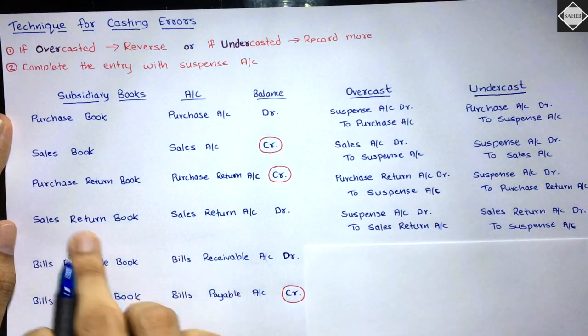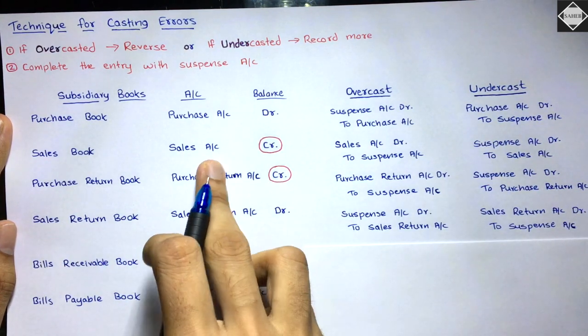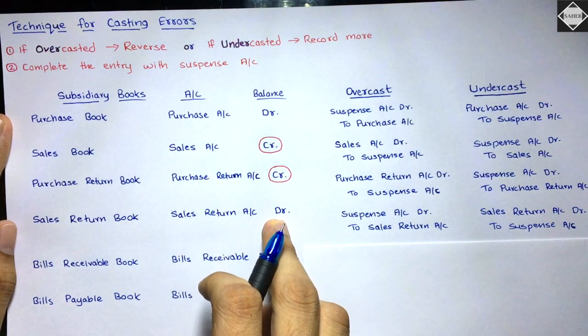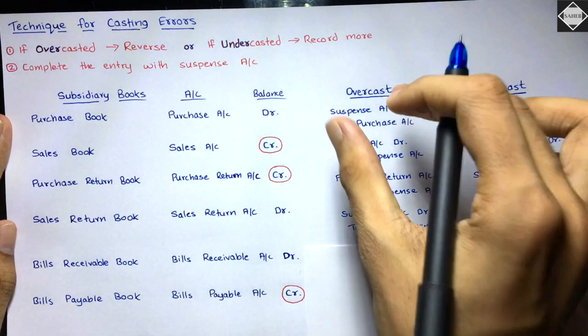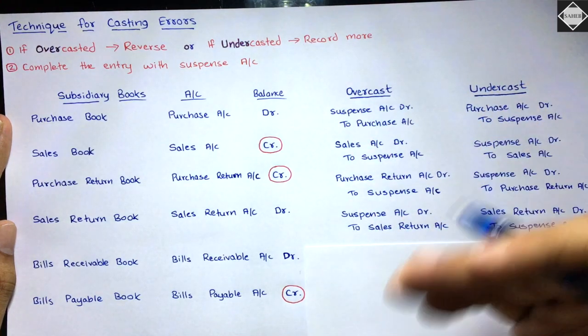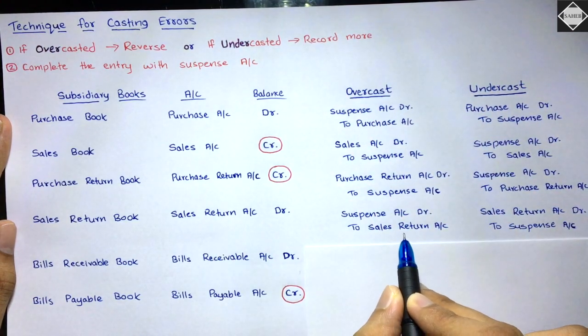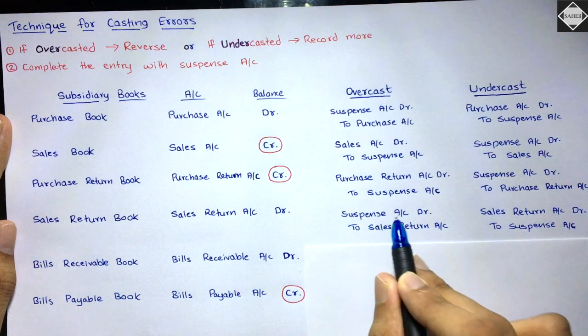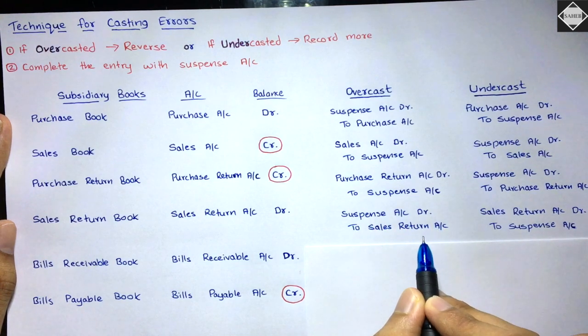Now see, sales return is what? It's the opposite of sales, and it has a debit balance. So in overcast, to decrease the sales return, you have to do the opposite: you have to credit sales return, suspense account debit to sales return. Clear? Easy.